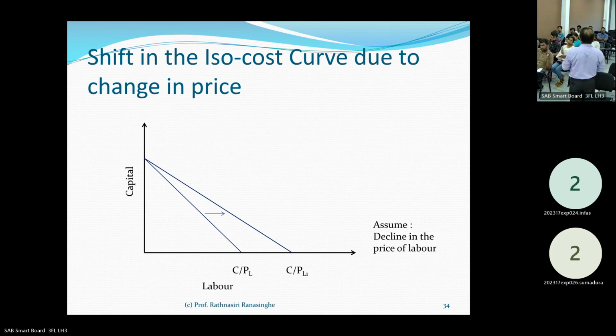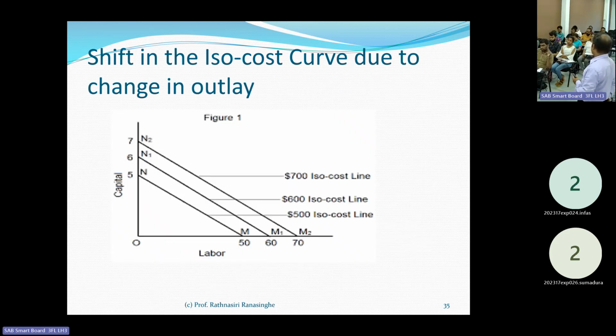We can discuss that with the isoquant curve, at a higher level isoquant curve. So this is the rotation from the labor axis, due to a decline in the price of labor. And if there is a rise in the total cost, the total outlay, that shifts the entire isocost curve to the right.